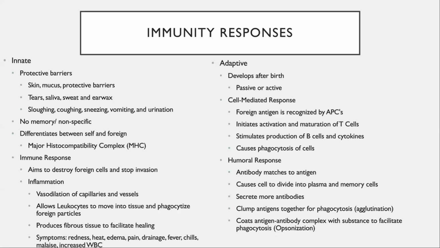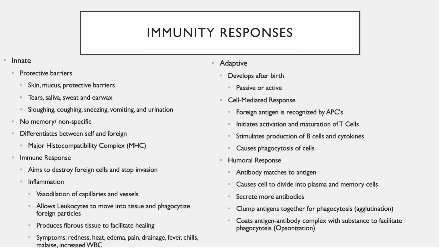Another way to categorize immune response is either by being innate or adaptive. Innate immunity, like I said, is those protective barriers such as skin and mucus. Also, tears, saliva, sweat, and earwax prevent any infectious material from entering our body. And then also processes like sloughing, coughing, sneezing, vomiting, and urination.